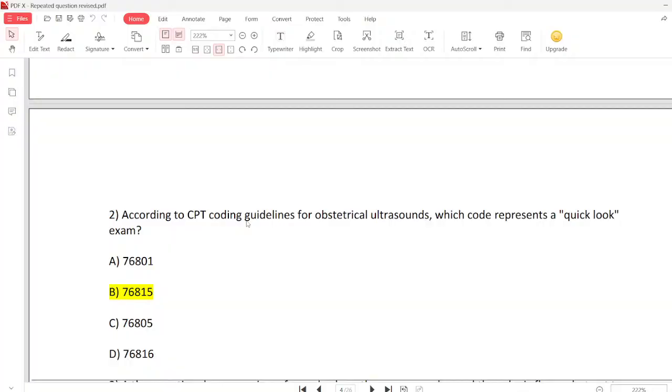Second one, according to CPT coding guideline of obstetrical ultrasound, which code represents a quick look exam? It's also a direct question from your textbook. Quick look examination is completely related to 76815 code. Okay, quick look. Take the code in your CPT textbook and read the description of the code.